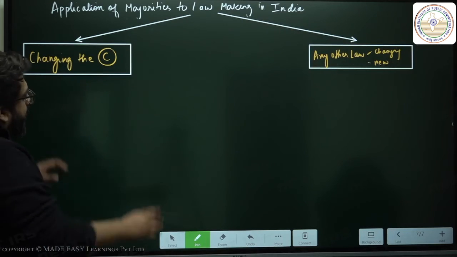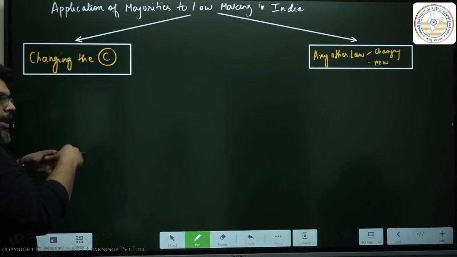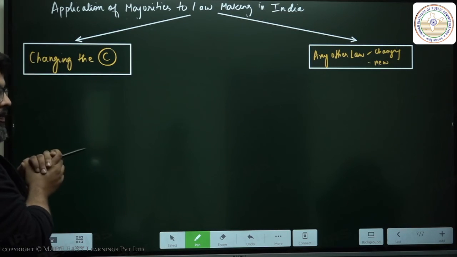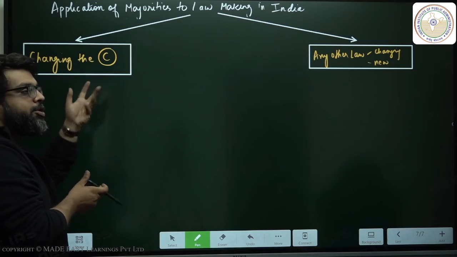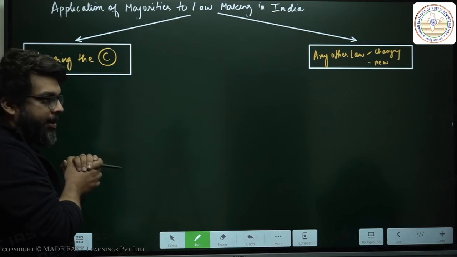Now, if you change a law, it is called an amendment. So if you change the constitution, it should be called a constitutional amendment.